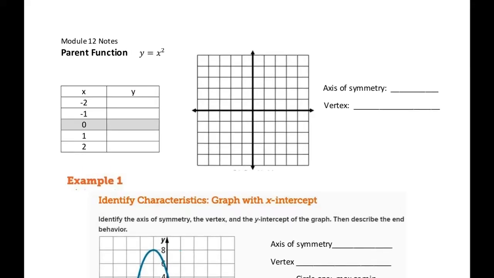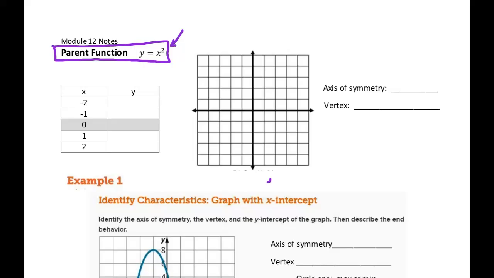Parent function. Yes, we have a parent function. A parent function is like the main parabola. It's like the parent of all other parabolas, okay? So the parent function is y is equal to x squared. That is the equation. This is a quadratic equation because it has that 2 there, all right?